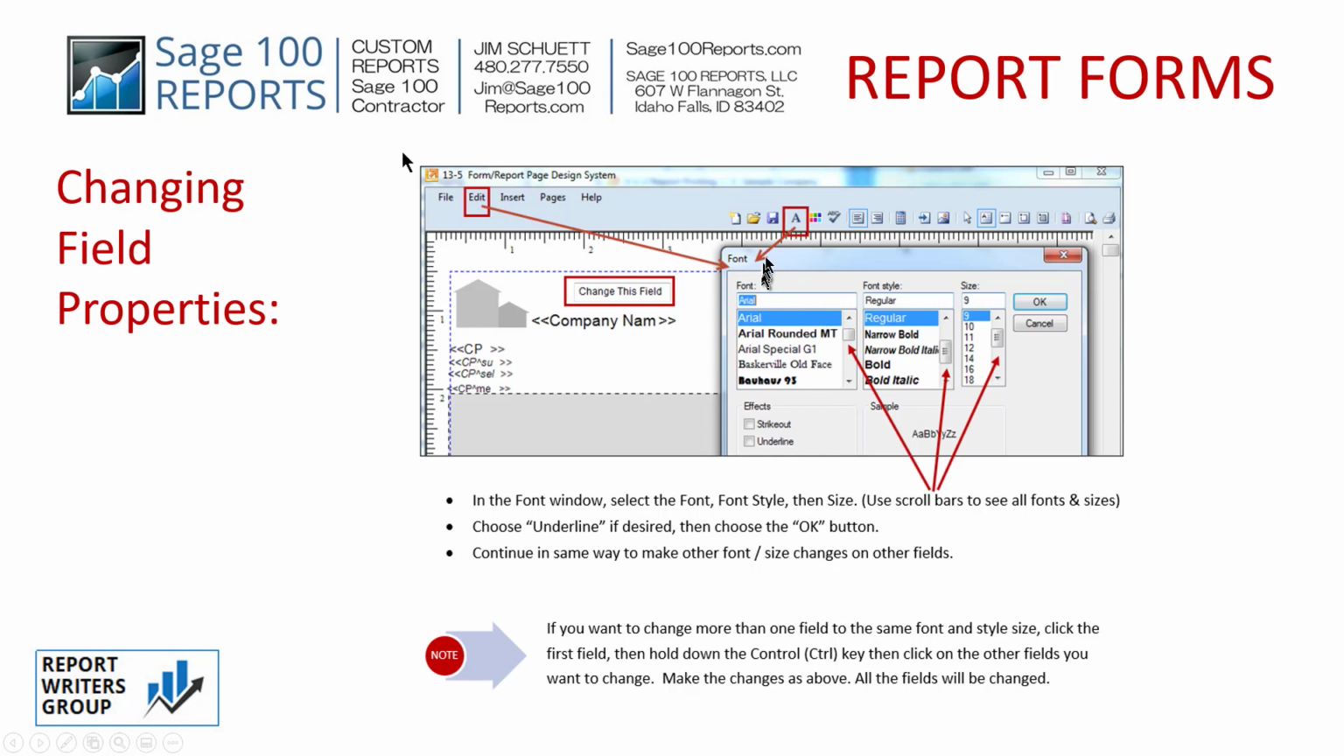You can also go up here. Instead of going to Edit Font, you can just click the A icon, and that'll bring this up also. So in the font window, you select the font style, and the size. Use the scroll bars to see all the fonts and sizes. So this will scroll. Choose underline if desired, and then choose OK when you're done.